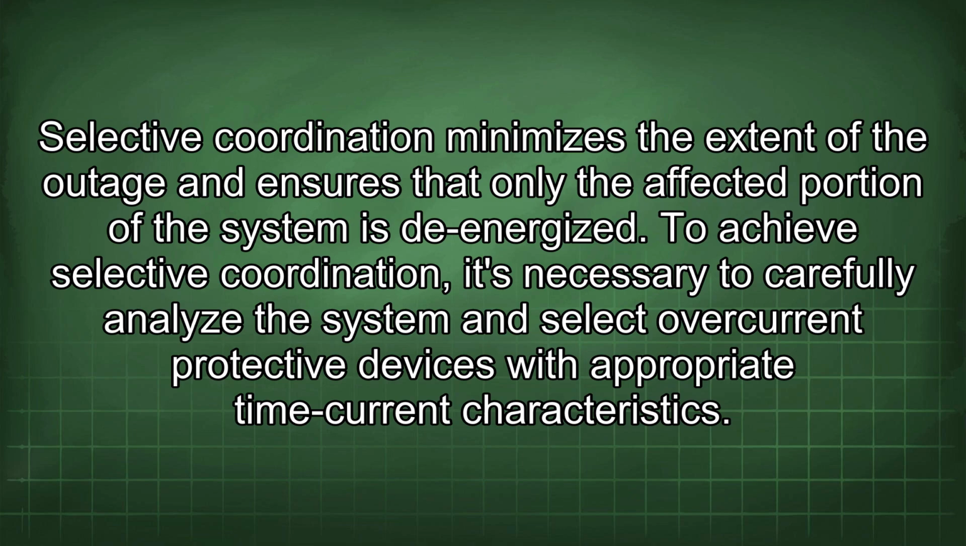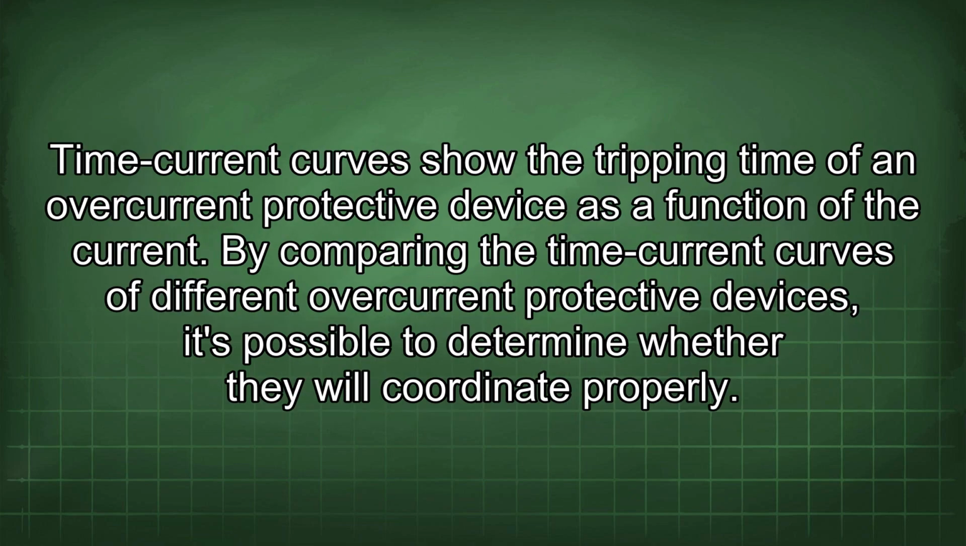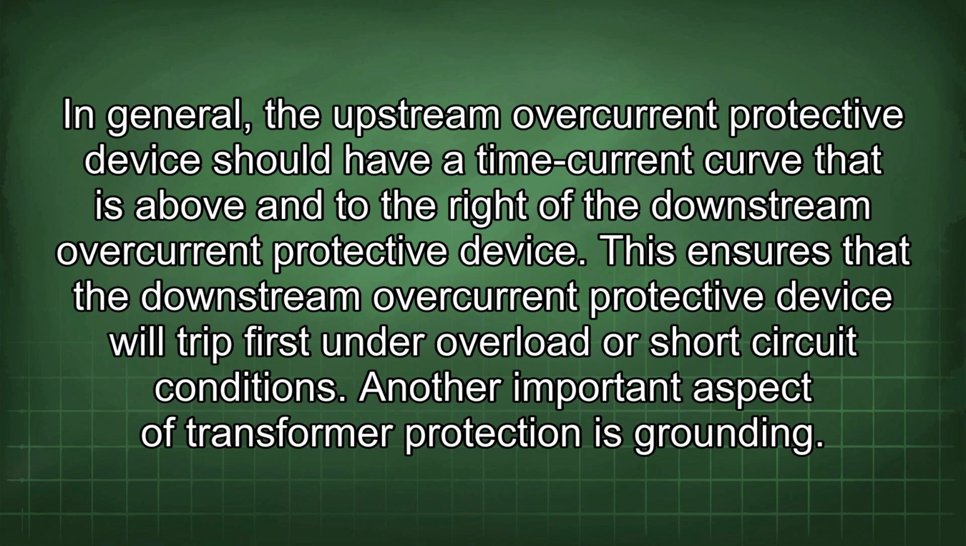To achieve selective coordination, it's necessary to carefully analyze the system and select overcurrent protective devices with appropriate time current characteristics. Time current curves show the tripping time of an overcurrent protective device as a function of the current. By comparing the time current curves of different overcurrent protective devices, it's possible to determine whether they will coordinate properly. In general, the upstream overcurrent protective device should have a time current curve that is above and to the right of the downstream overcurrent protective device. This ensures that the downstream overcurrent protective device will trip first under overload or short circuit conditions.